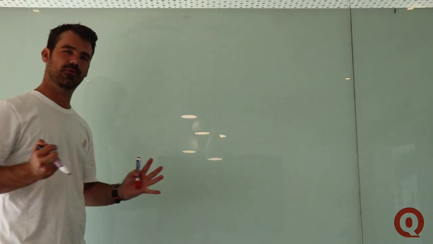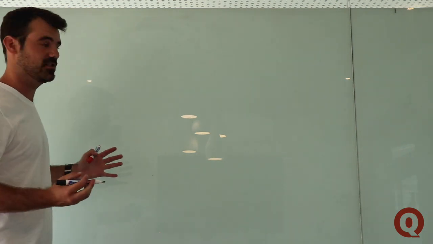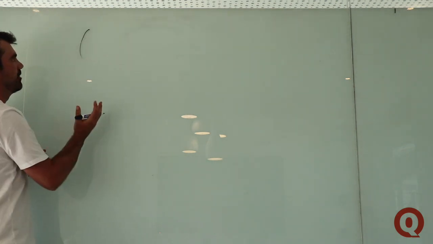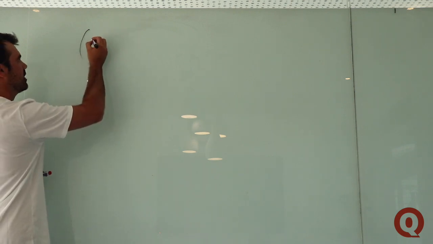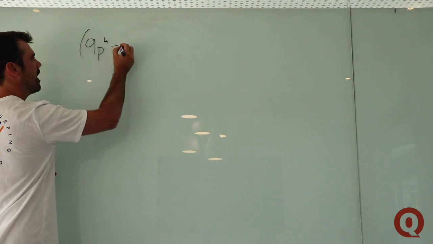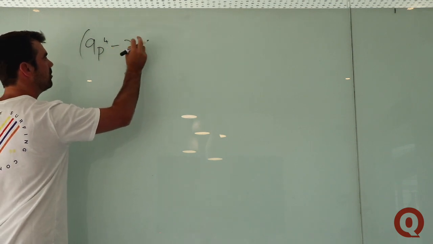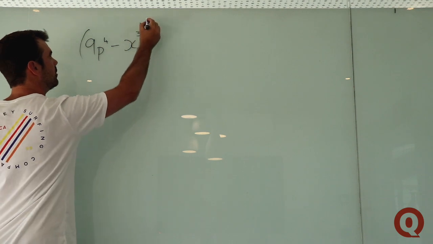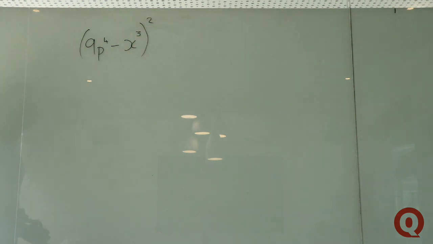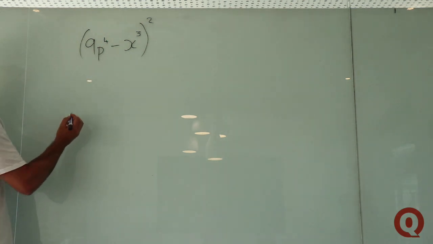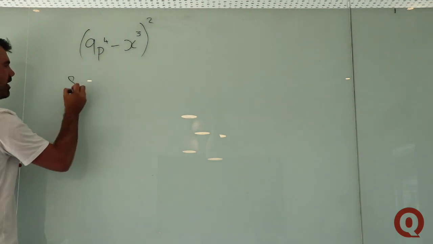Alright, so that might have seemed a little bit confusing to you. So let's do 2 more examples together, just to prove to you that it does actually work. So let's make up 2 terms. We've got, say for instance, 9p to the power of 4 minus x to the power of 3, squared. So what do we need to do? Well, we said, first of all, we need to square our first term. So what is that going to give us? Well, 9 squared is 81.